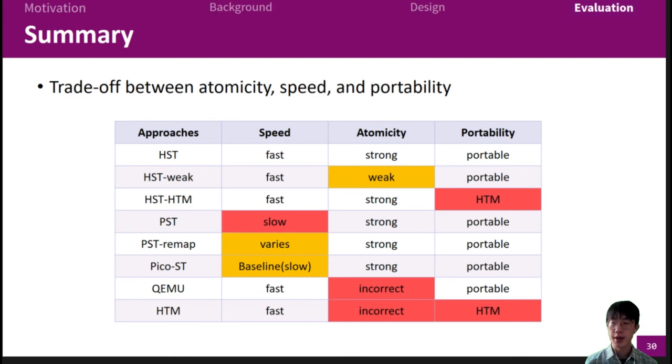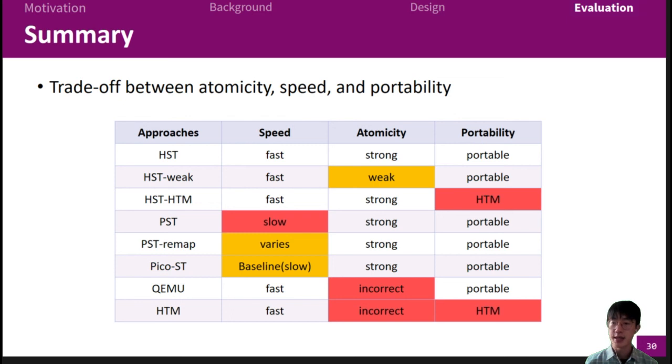Here, we compare the atomicity, speed, and portability between different solutions. According to our experiments, HST is believed to be fast and portable while maintaining strong atomicity, which is 2 times faster than the best existing scheme. HST weak is also a portable solution that sacrifices strong atomicity in exchange for nearly negligible overhead and can provide adequate results for programs that correctly use atomic variables. The HST HTM solution relies on hardware transactional memory. The PST solution is found to be slow due to page-level false sharing and large system call overhead.